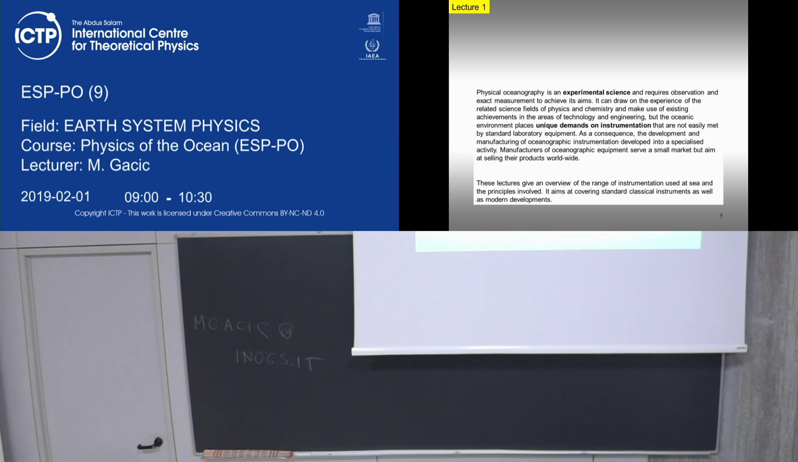The manufacturers of oceanographic equipment serve a small market but aim at selling their products worldwide. So the market associated with oceanography is obviously very limited. We are talking about a certain number of oceanographic institutions or some specific organizations which are doing the oceanographic measurements.